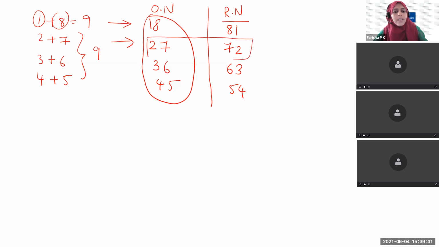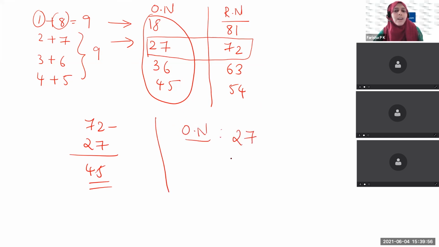So only this pair, 27 and 72, gives you the difference 45. That is 72 minus 27, you get the answer as 45. Now what is my original number which I had thought of? That is, the original number is 27, since it satisfies both the conditions. Okay. So here you got the answer by trial and error method.